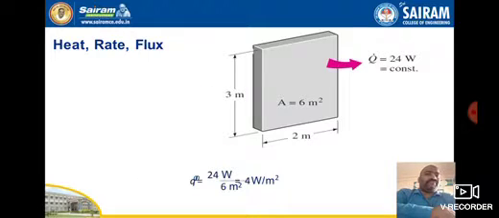Next, heat rate and flux. Here one plate is there having 3 by 2 size, so the area becomes 6 meter square, and the heat is 24 watts. I want to calculate the heat flux, so we have to consider per meter square area, but here the area is 6 meter square. Now I can calculate heat flux. Heat flux is Q divided by A. Here Q is 24 watts and area is 6 meter square. Now the heat flux is 4 watt per meter square. So heat flux is nothing but the amount of heat transfer per unit area. The unit is watt per meter square.